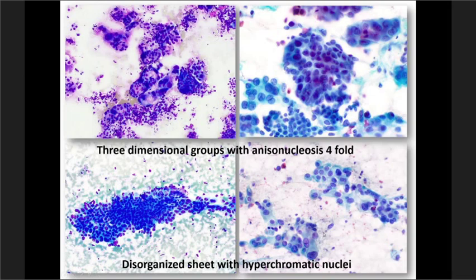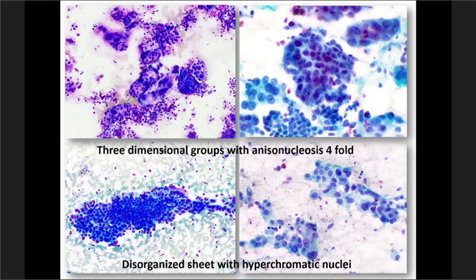Similarly, on the Pap stain slide, these are two separate images. On your right-hand side, showing both groups as well as sheets, showing similar features as what you just saw on the Diff-Quik slides on the left-hand side. Main thing is look for the four-fold anisonucleosis and then irregular nuclear membranes, hyperchromasia, dense chromatin. All these will help you clue in onto this diagnosis.